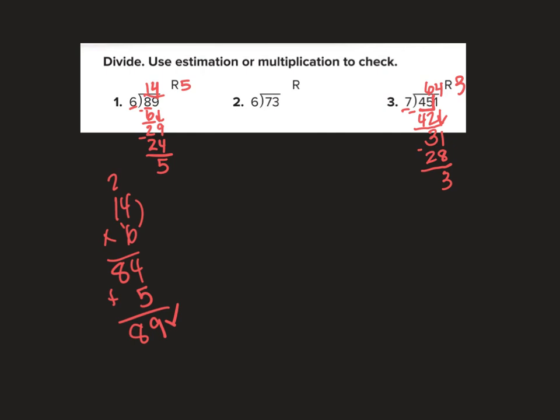Let's just do multiplication. All right, 64 times 7, my quotient multiplied by my divisor. 7 times 4 is 28. 7 times 6 is 42, plus 2 more is 44. Then I need to add in my remainder, 451. Yep, 451. Check.